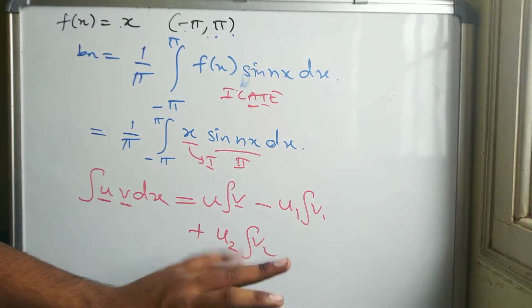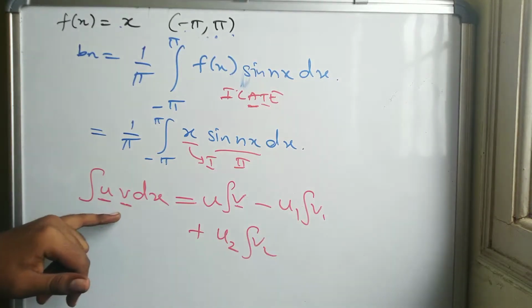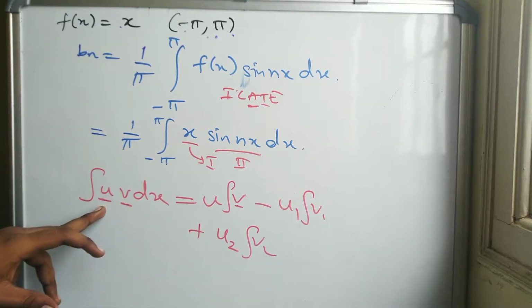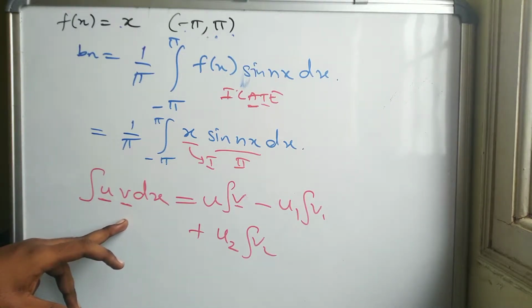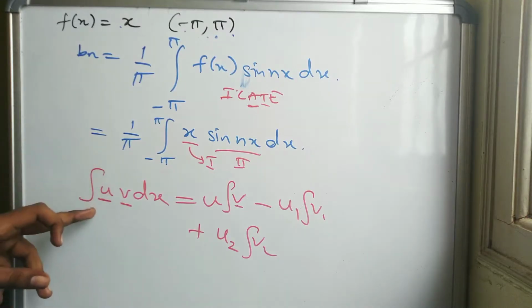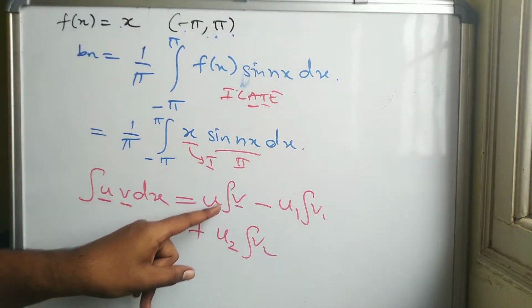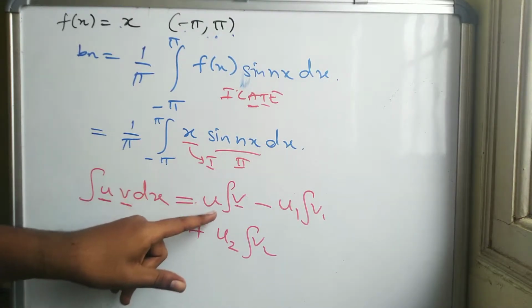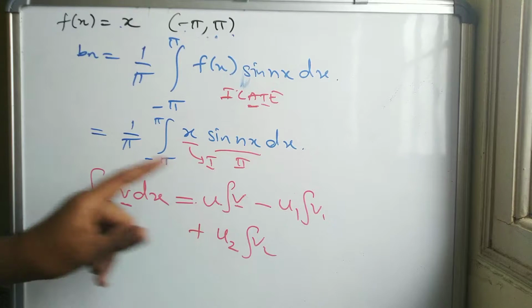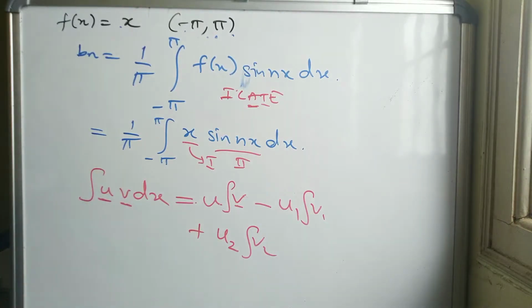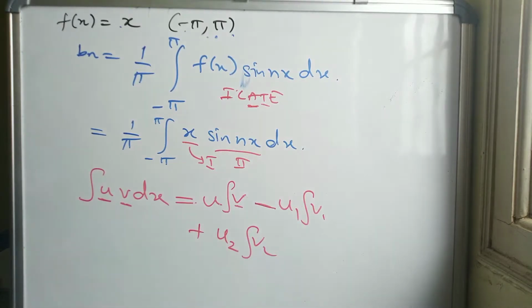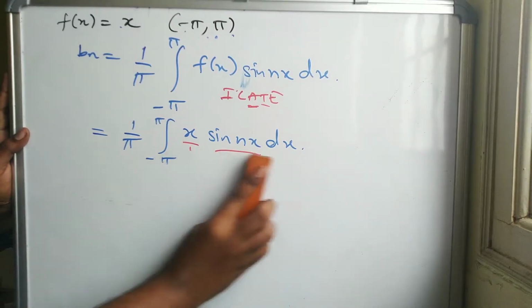So this v1, v2 does not mean that the function has changed. The basic meaning is u, the first function, into integration of the second, minus differentiation of the first function. Again you have to differentiate this term, not the original term, then integrate this term, not the original function. Remember that minus and plus alternating signs are there. Now we'll apply this formula.